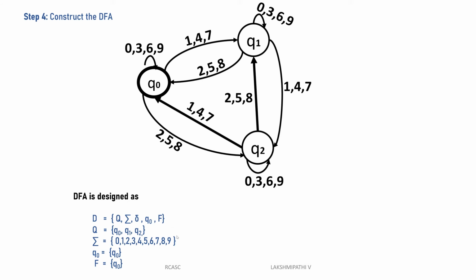Then q2 on 0, 3, 6, 9 will go to q2. Then q2 on 1, 4, 7 will go to q0. Then q2 on 258 will go to q1. That is only this one. If you have any doubt, display the table, is it right?